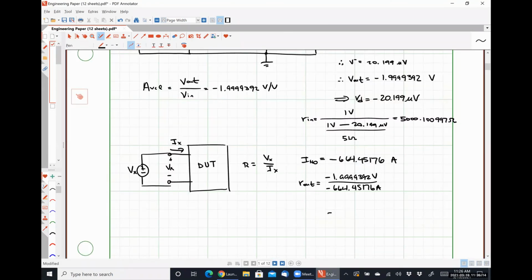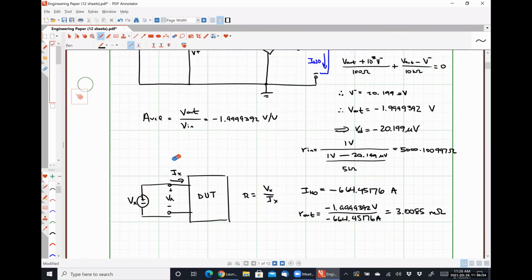What the heck is happening? Is equal to 3.0085 milliohms, or thousandths of an ohm. Okay.